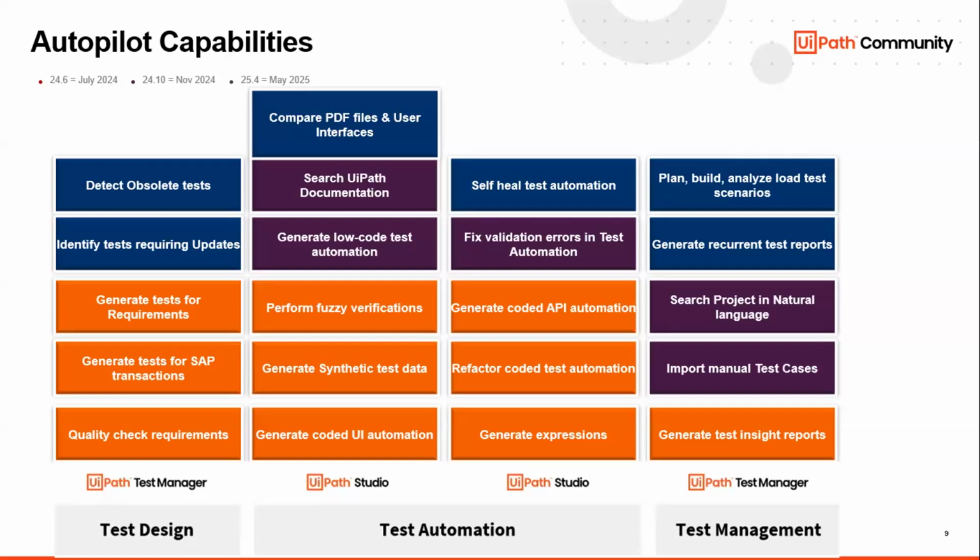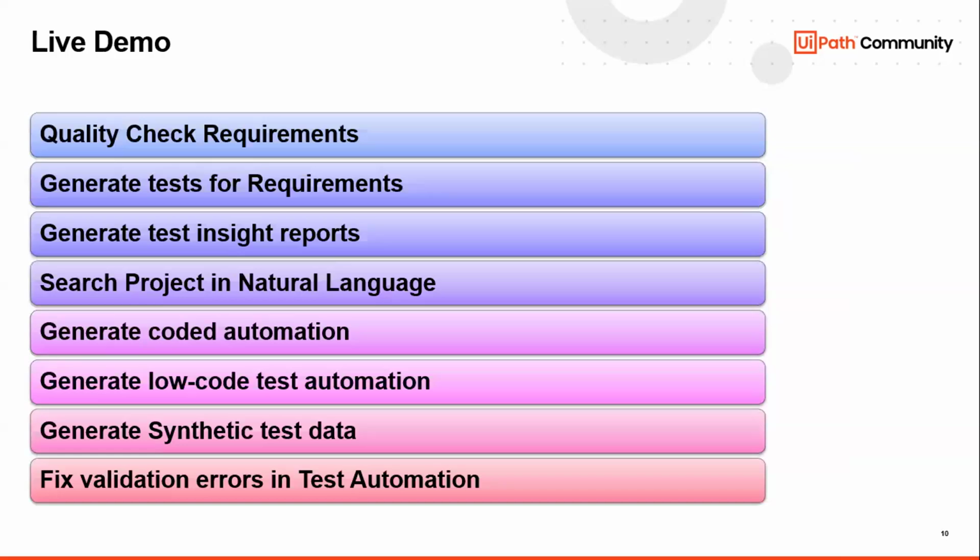So we have seen these are the capabilities we have. Now we will see how we can use these capabilities in real time. So Ankit, I'll share my screen. So okay, these are the AI agents we are going to see. The first four AI agents I'll show you on the Test Manager side, and the last four we will see on the Studio side, which Ankit will show us.